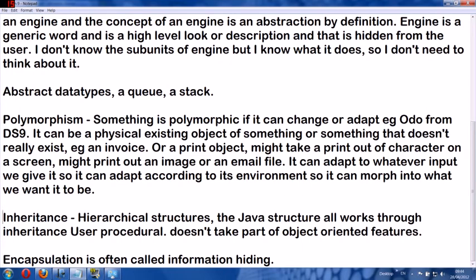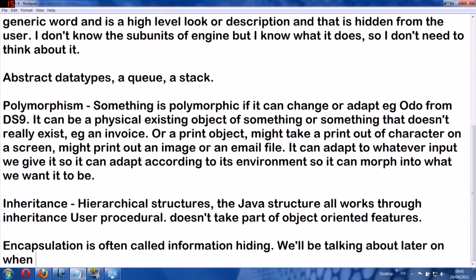Okay, inheritance, hierarchical structures. The Java structure all works through inheritance. So procedural is not how it works. And encapsulation is often called information hiding. We'll be talking about this later on when we look at networking in Java.